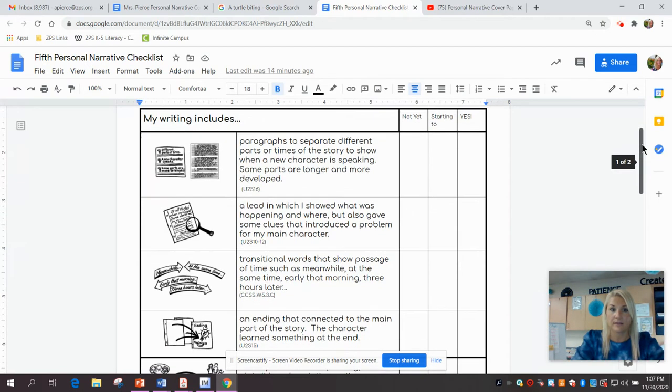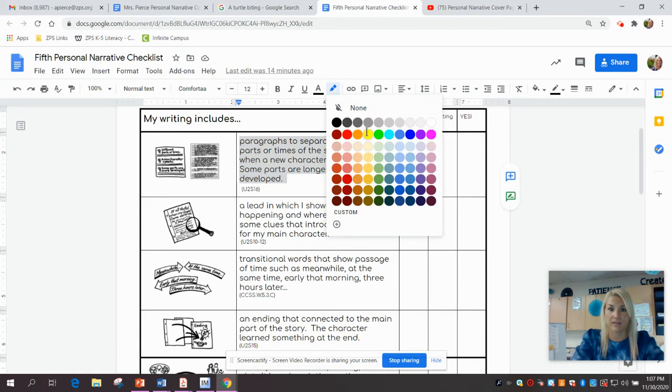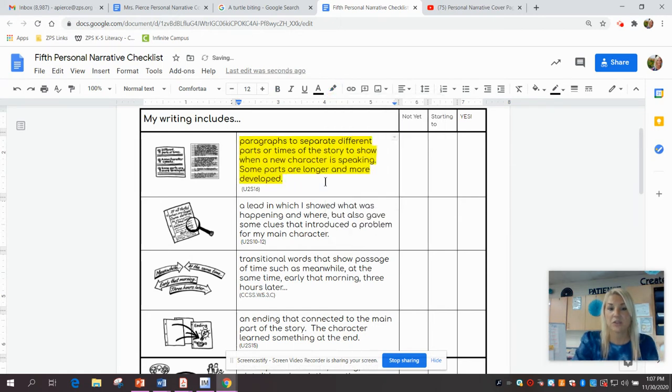So number one, that you have paragraphs to separate different parts. I'm going to go ahead and highlight so you can see what I'm reading. You need to make sure that you have paragraphs to separate different times of your story, to show when a new character is speaking, like dialogue, and some parts should be longer and more developed than others. I should make sure that there's transitions where there's a new where and a new when. So I should see different paragraphs. If you wrote all in one paragraph, not okay.